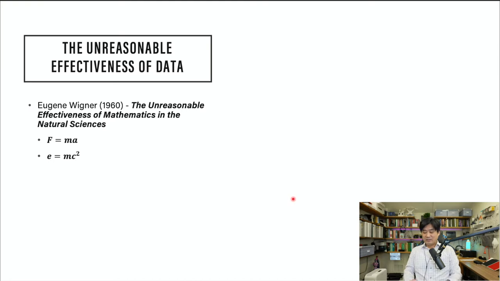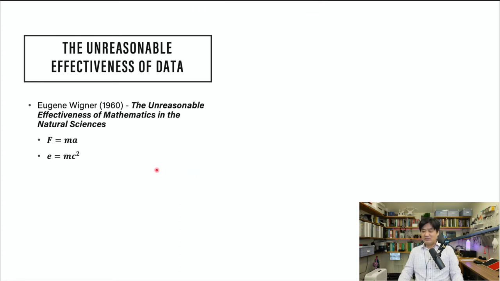Okay. Before I start the presentation, I've been citing this literature quite a number of times in cotton meetings so far, and I want to introduce the paper published in the 1960s by Eugene Wigner on the unreasonable effectiveness of mathematics in the natural sciences. Basically, there are very complicated phenomena out there, but the beauty of mathematics is you can express those complicated phenomena in a very, very simple form.